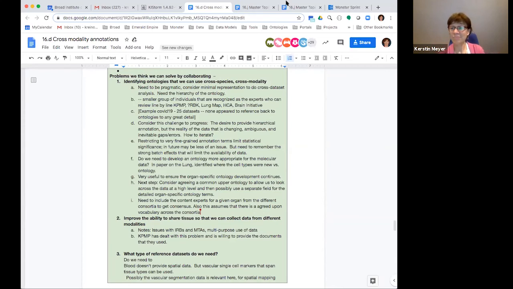And I think I'm guilty of it too, that when we annotate cell types, we just say, oh yeah, that's a B cell. And one day we call it a B cell, and the next day we call it a B lymphocyte or whatever it is. So yes, the field needs to make a more concerted effort for controlled vocabulary. So is this a problem that we think we can solve by collaborating?